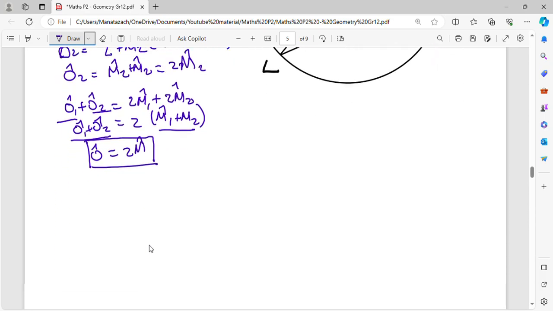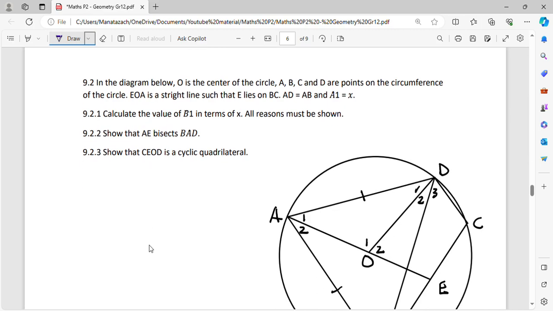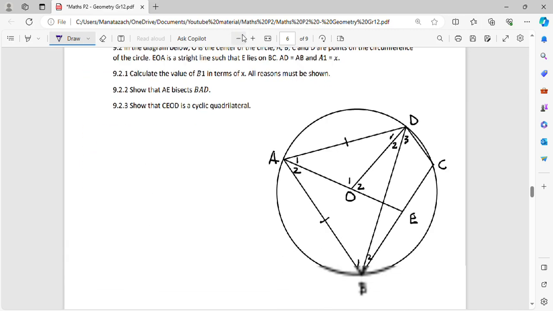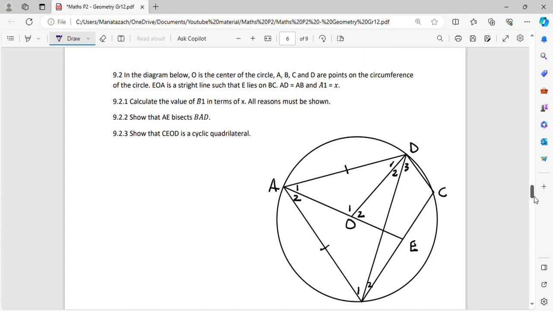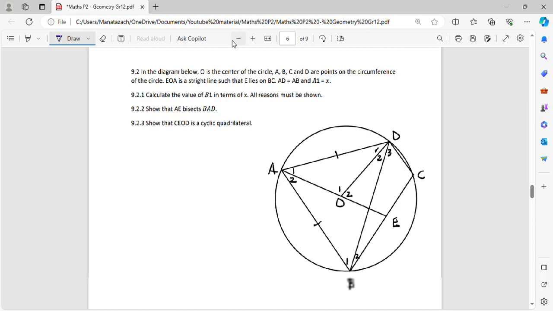Okay, now let's move to the second part of this question. On this part I'll show you how you apply the theorem that we've just proven. So let's read first. In the diagram below, O is the center of the circle. A, B, C, and D are points on the circumference of the circle. EOA is a straight line such that E lies on BC, AD is equal to AB, and A1 is X, right? So this one is X here.